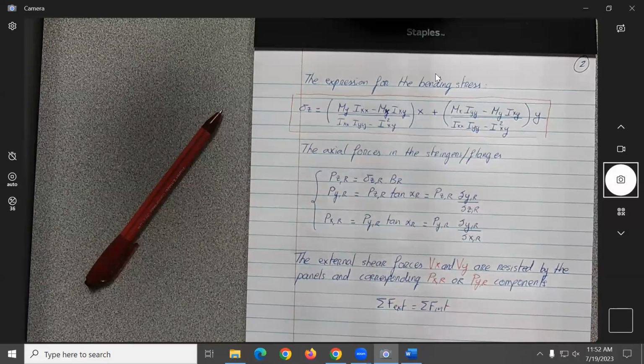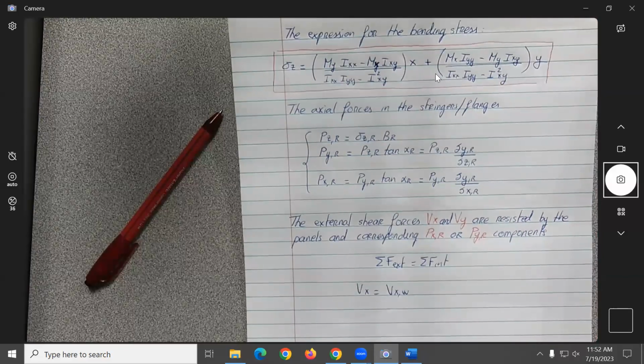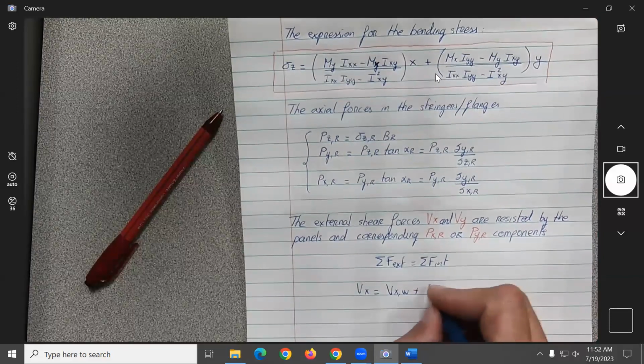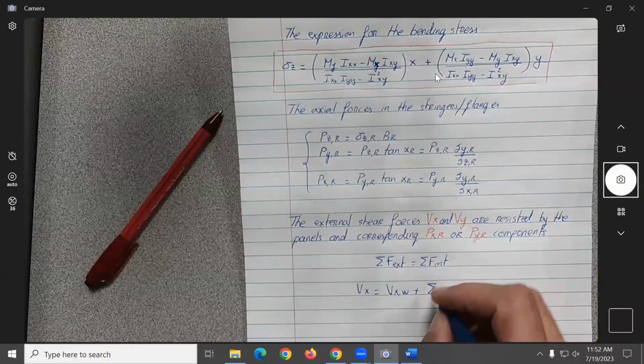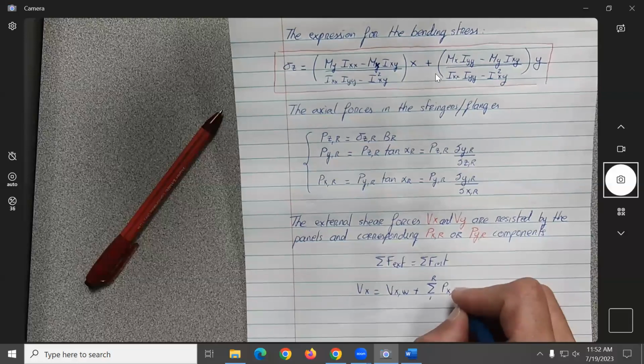I just use the magnitude. We can say that Vx will be resisted by Vx wing or P. I don't know how to call this one last time. Did I call it P or W wing? I don't know. Plus the summation of all the stringers in that direction, so 1 to R of the Px of R's.